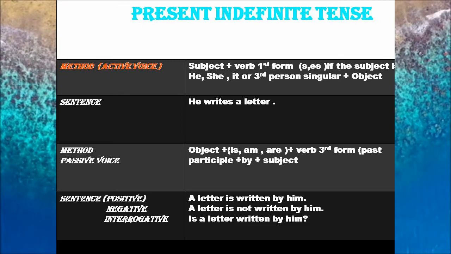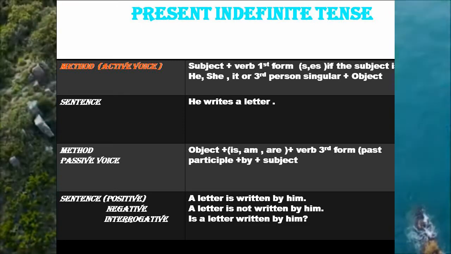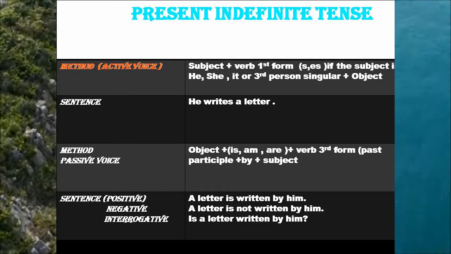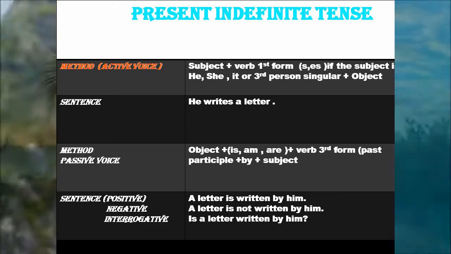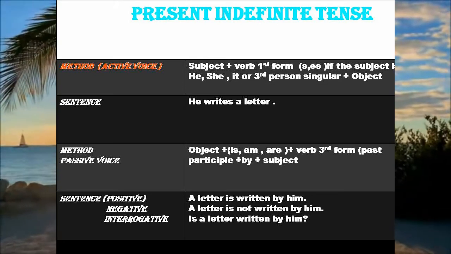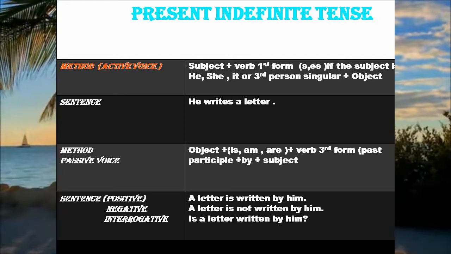Method, passive voice: object plus is, am, are, plus verb third form, past participle, plus by plus subject. Active voice: he writes a letter. Passive voice: a letter is written by him.